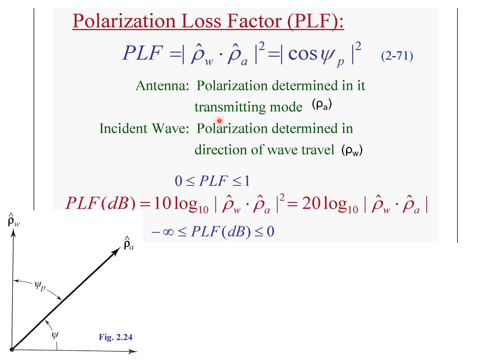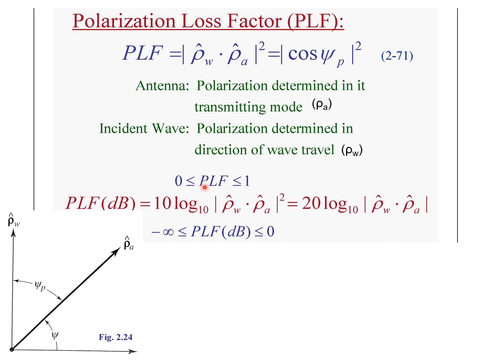However, it is 0 if, let's say, the wave polarization is x and the antenna polarization is y. With two different unit vectors, the dot product will be 0. So in that case, the polarization losses will be maximum, and the PLF will be 0. Now we can also convert the PLF from dimensionless mode to the dB mode.